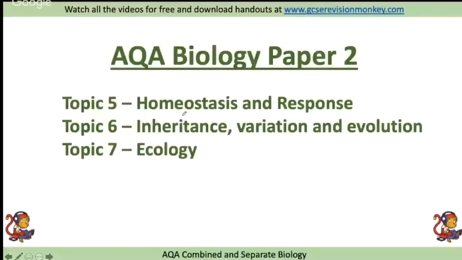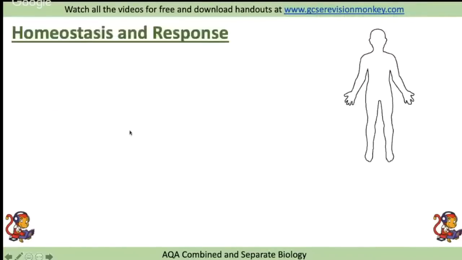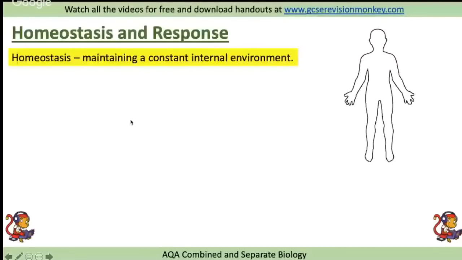In paper 2, you need to remind yourselves of the topics of homeostasis, which is topic 5, inheritance, variation and evolution, which is topic 6, and ecology, which is topic 7. So let's look at the main parts of all those 3. So homeostasis and response, first of all. Homeostasis means maintaining a constant internal environment.